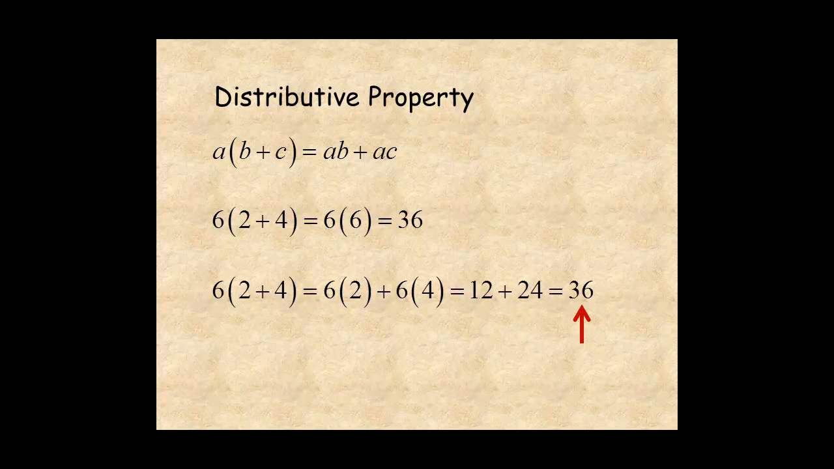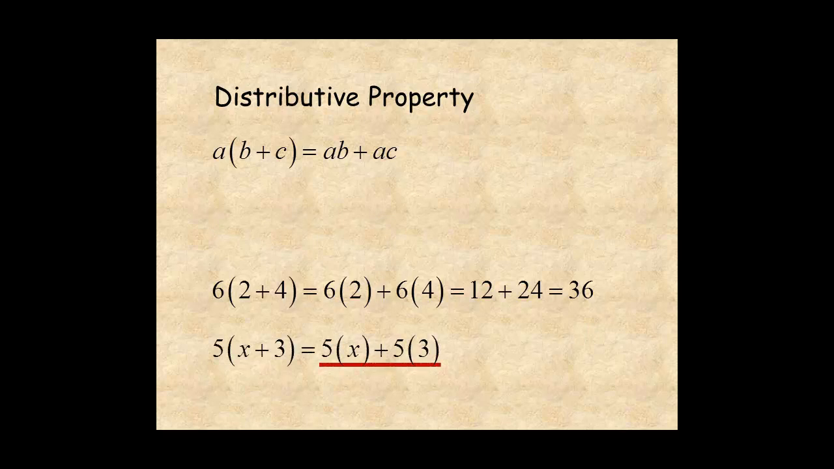You can also use the distributive property to simplify a variable expression. 5 times (x plus 3) equals 5 times x plus 5 times 3, or 5x plus 15.